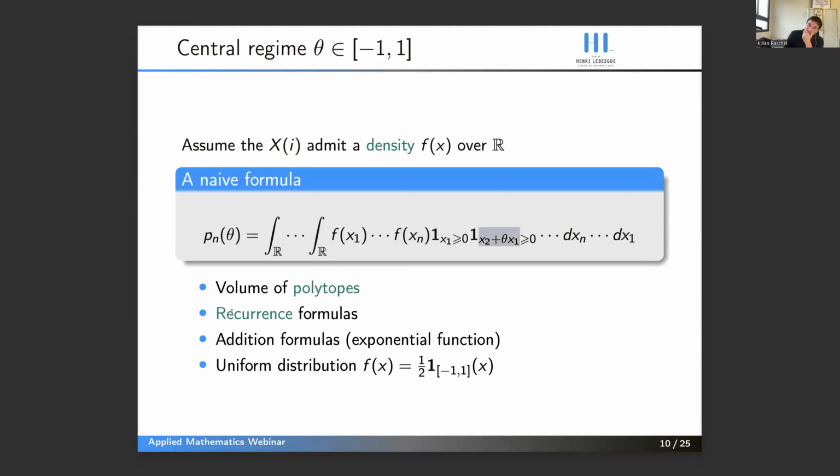And of course, we cannot hope really computing this kind of integral, because what do we need about the density f? So somehow we want to integrate the density f, and also we are going to evaluate the density at sums, for example, x2 plus theta x1. And I mean, it's why here I have written that it would be very nice if we had additional formula. For example, if you have the exponential function, it's easy to compute the exponential of a sum because we have a product formula. But in general, if you have a complicated density like a Gaussian density, it will not be possible to compute this Pn of theta. So we have to think to find a way to find some idea.